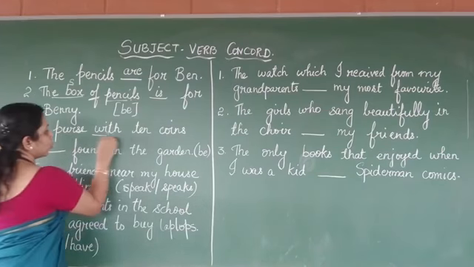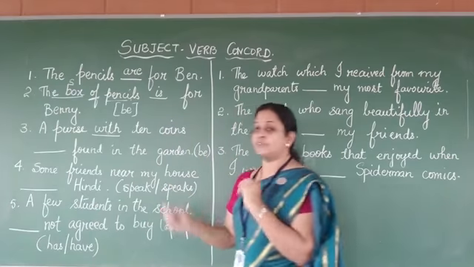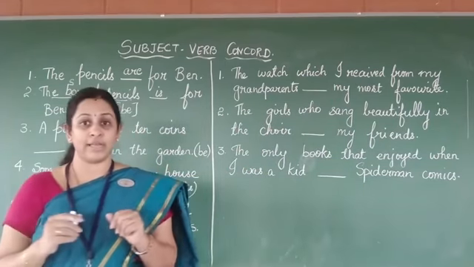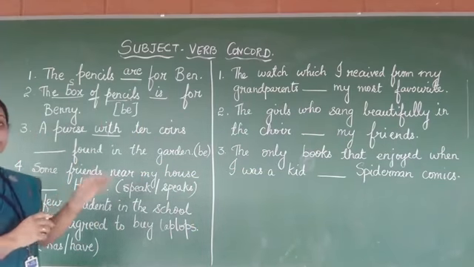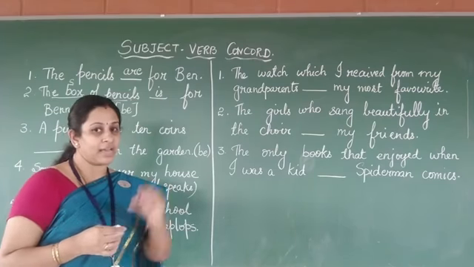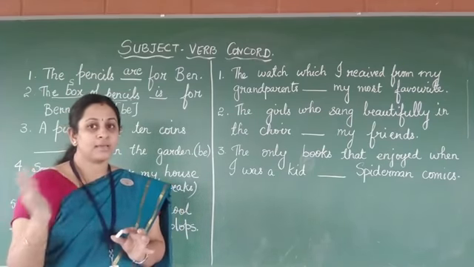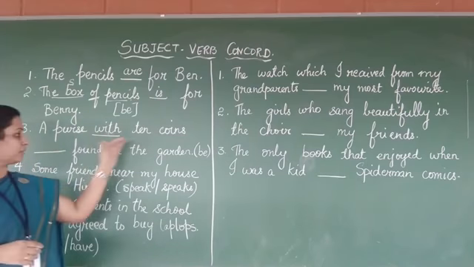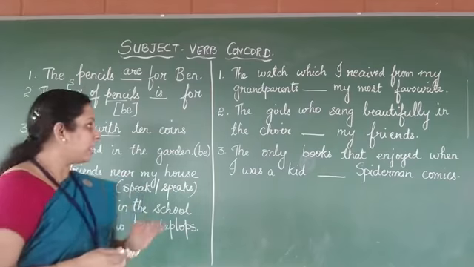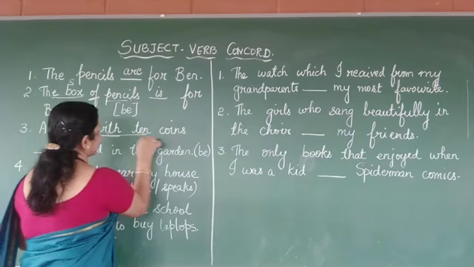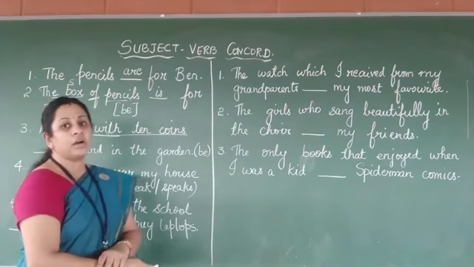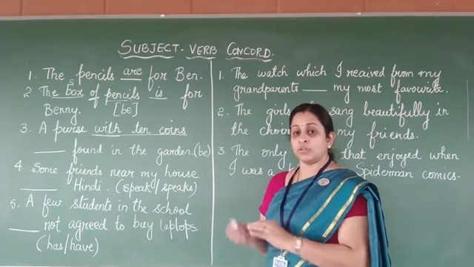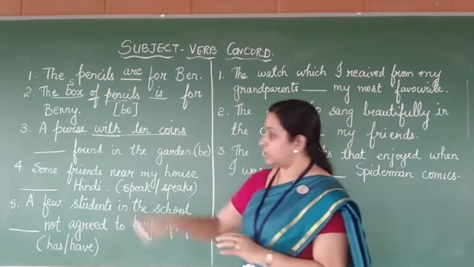Look at the next one. A purse with 10 coins dash found in the garden. So a purse has been found. What was inside that? 10 coins. What is found, 10 coins or a purse? I have given a small pause in between 10 coins and purse. If you identify the prepositional phrase with 10 coins, what is the preposition and the object here is the coins. So what is found? A purse is found. The preposition tells something about the purse.